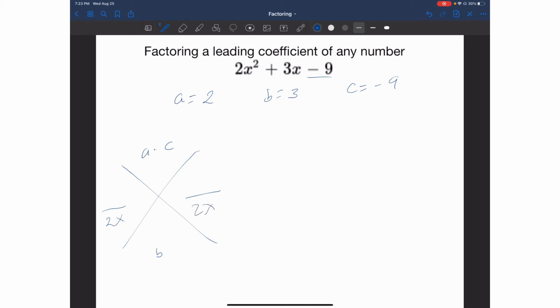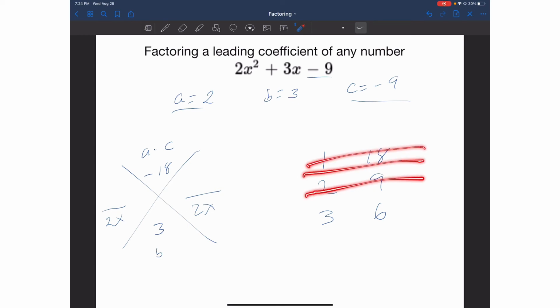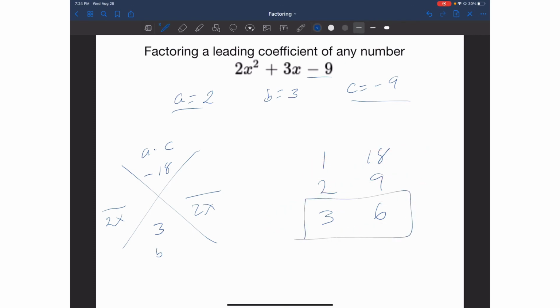At the top, again, a times c will give me negative 18. And then at the bottom, I'm going to put b, which is 3. Now I'm going to find my factors for 18, which are going to be 1 and 18, 2 and 9, and then 3 and 6. Again, I'm looking for the factors of negative 18 that added give you 3. So I know this one's not going to work. 9 and 2 is not going to work. So 3 and 6 are the ones that will work. Now I need to figure out which one is positive and which one is negative. Again, I want positive 3. So I want the larger number to be positive.